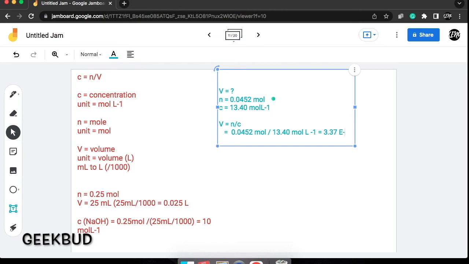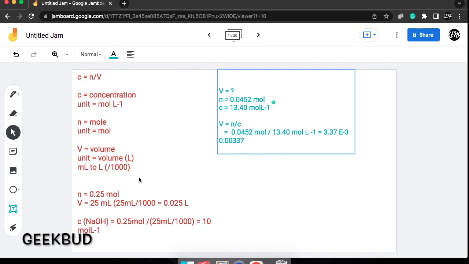e minus 3, which essentially means that depending on what kind of calculator you have, you might get this answer, or you might get 0.00337. So hopefully you have noticed by now that you're getting a really small number. If we go back to our notes, we know that the unit of volume should be in liters. So obviously you'll get a small number because of this.